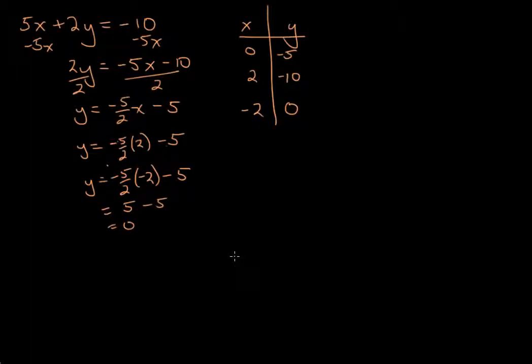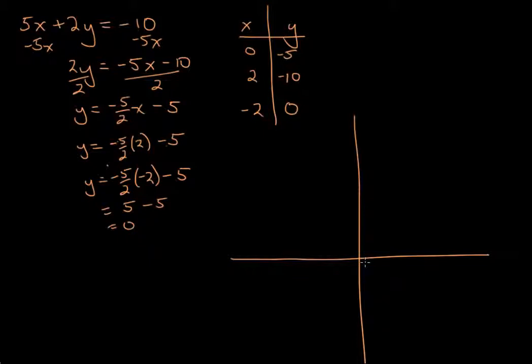Let's see if we can plot this. Here's the x-axis and the y-axis. 1, 2, 3, 4, 5. 1, 2, 3, 4, 5. 1, 2. Just barely. All right, so 0, negative 5.